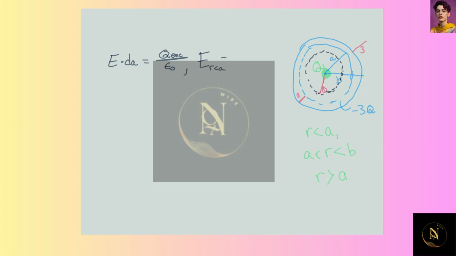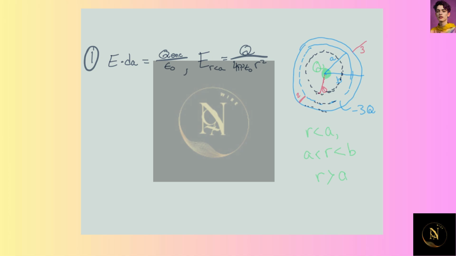So E for r less than A equals Q over 4 pi epsilon naught r squared. Now we want to look at region 2. That's between the two walls of the shell. The shell is a conducting shell.